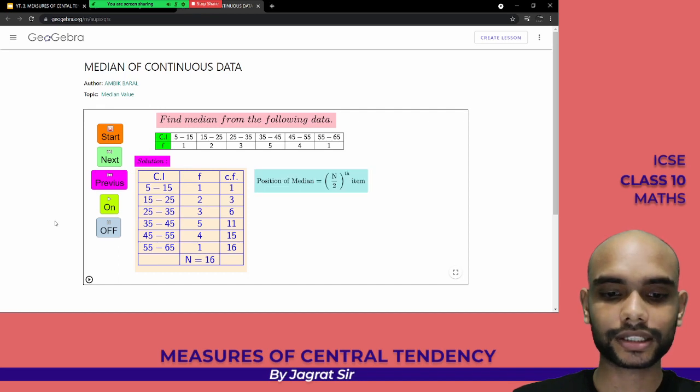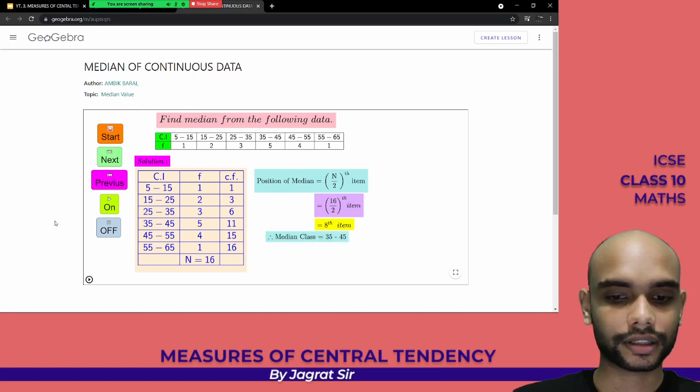So your n is what? 16. So n by 2, 16 by 2 is what? 8. So where does 8 fall in this cumulative frequency? 8 falls under this line. So 35 and 45 is your median class. 35 and 45.